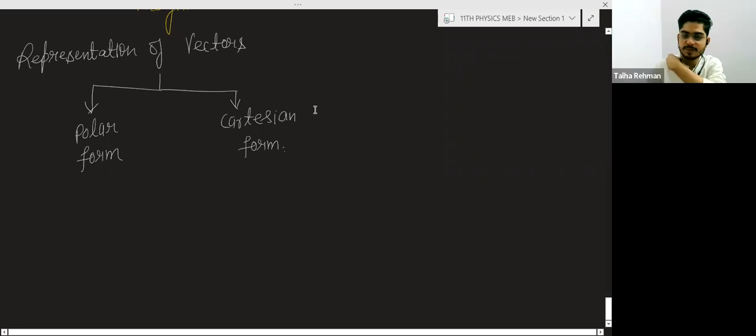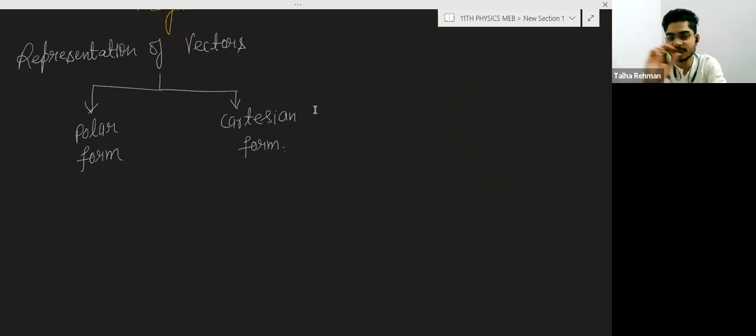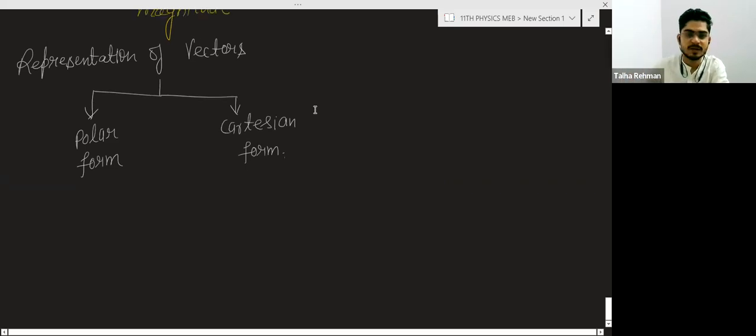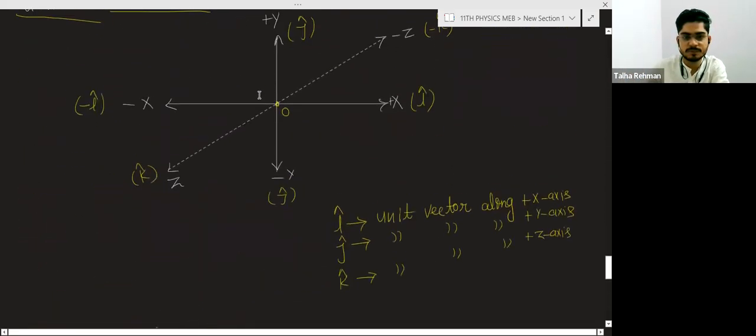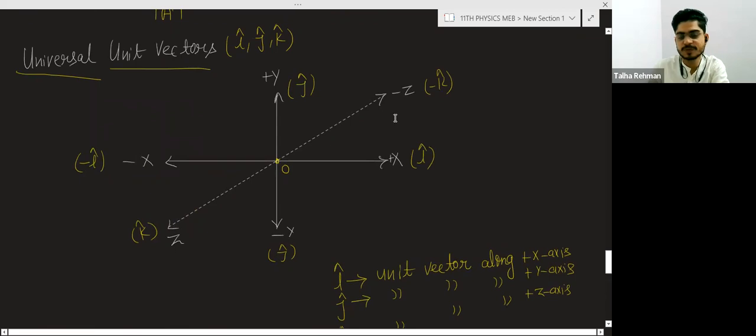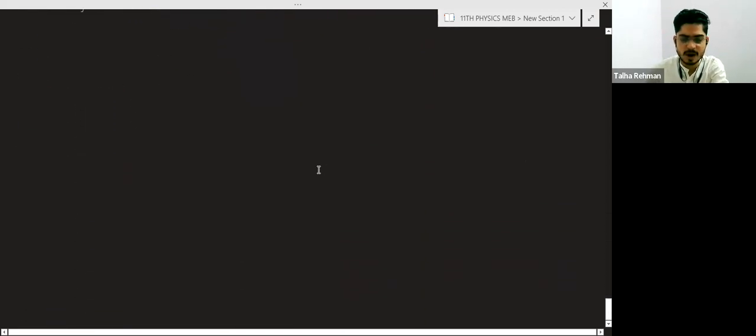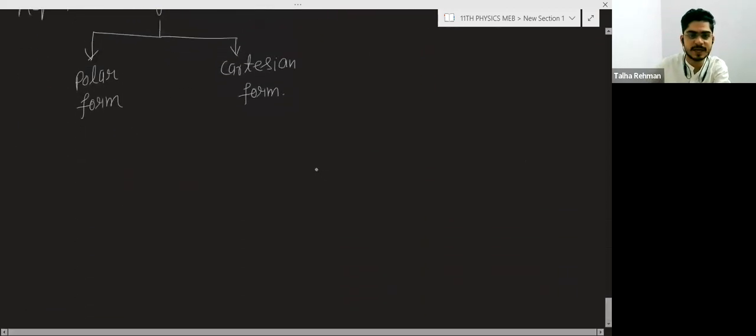In 10th class, we have coordinate geometry. So there is the Cartesian coordinate system, with the x-axis and so on. When you represent the position in the form of axes, that system is known as the Cartesian system, in the form of i, j, and k. Okay, no problem, I will discuss. So first, I will discuss this Cartesian form.